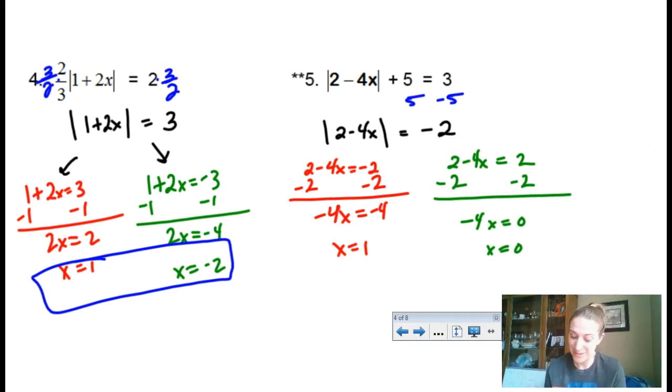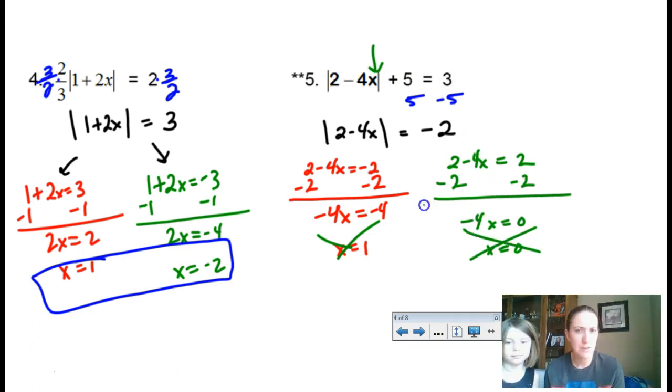No, because let's go back to really either one of these lines. If I were to plug in, let's go with x equals 1. Put a 1 right there. So 2 minus 4 times 1 would be 2 minus 4. So it's negative 2. And then absolute value of that is 2. 2 plus 5 is not 3. So that's not working. And if I plug in a 0, 2 minus 0 is 2. Absolute value of 2 plus 5, also not 3. So neither one of these solutions worked, meaning that there is no solution.